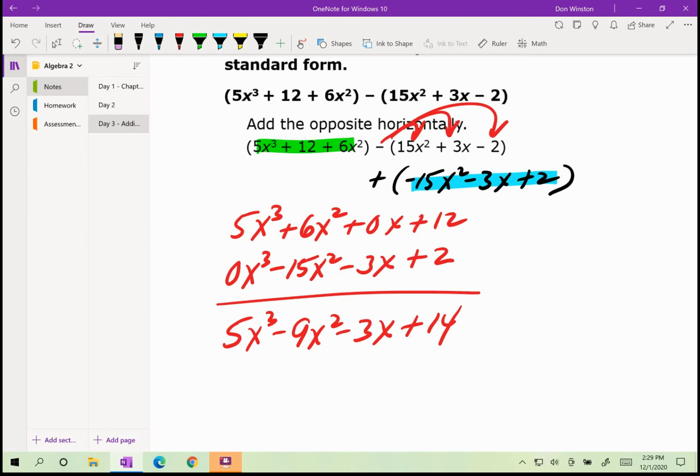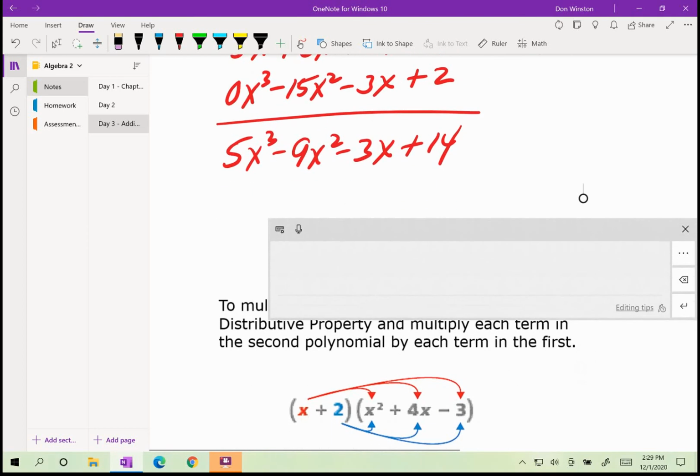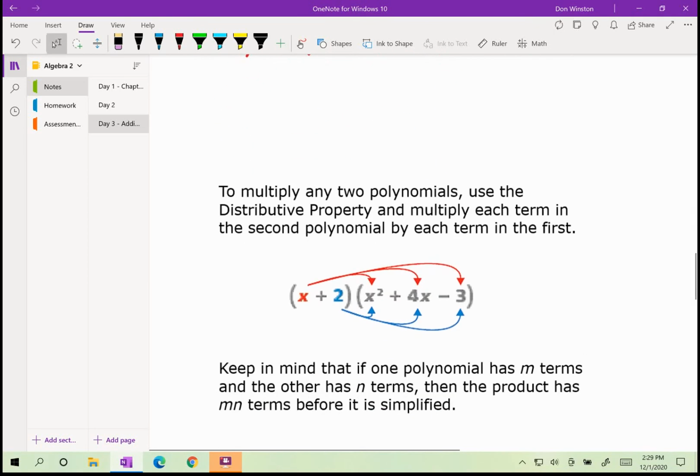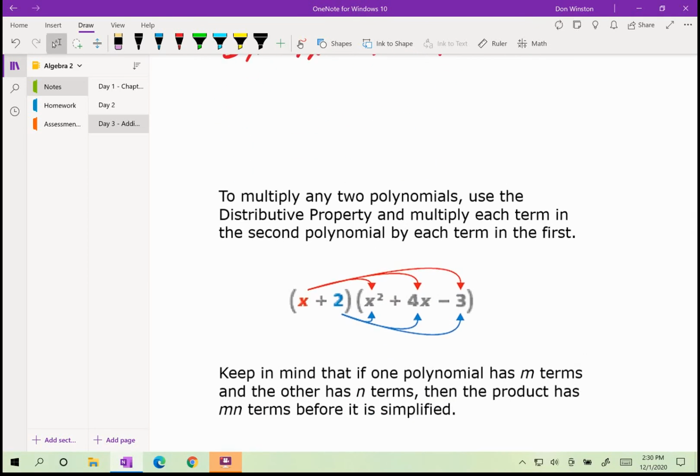All right, key point. Now, we'll look at multiplying polynomials. There's like 3 different ways you can do this, okay? And I think the last way I'll show you is the way that I see a lot of students do it. Okay, so to multiply any 2 polynomials, you use the distributive property and then multiply each term in the second polynomial by each term in the first polynomial.